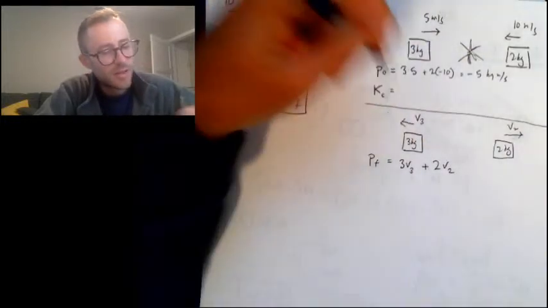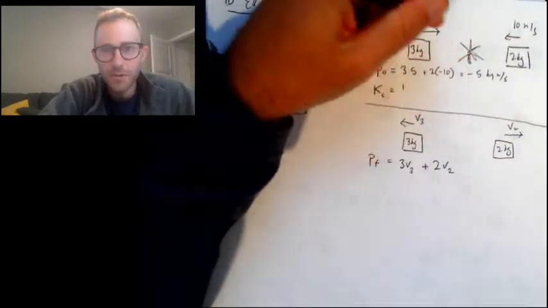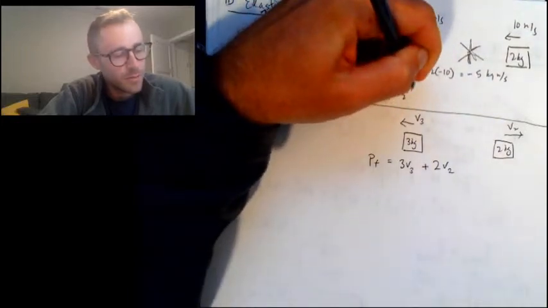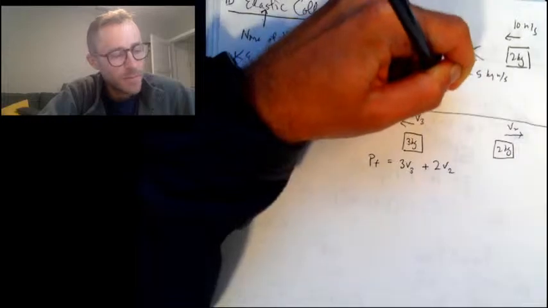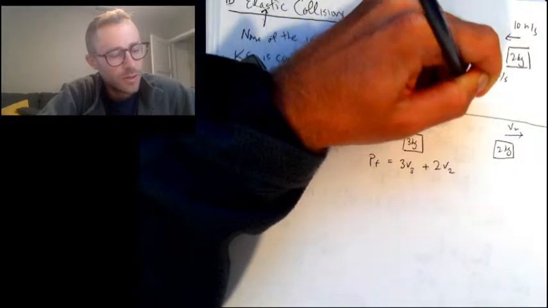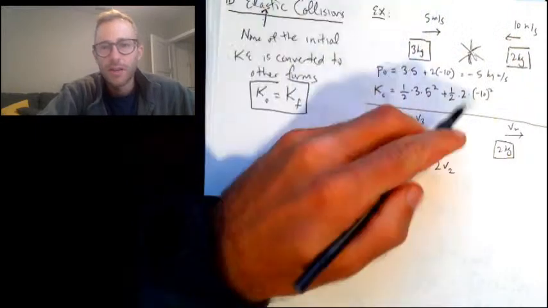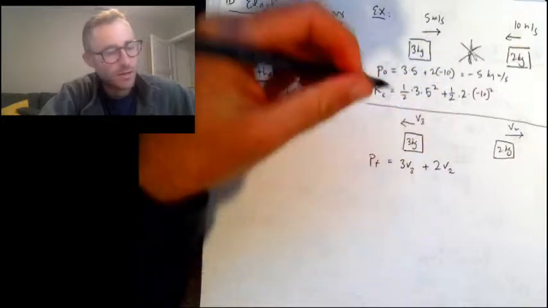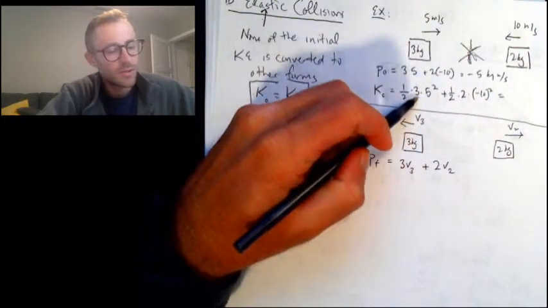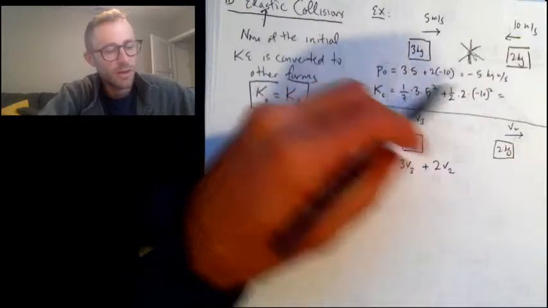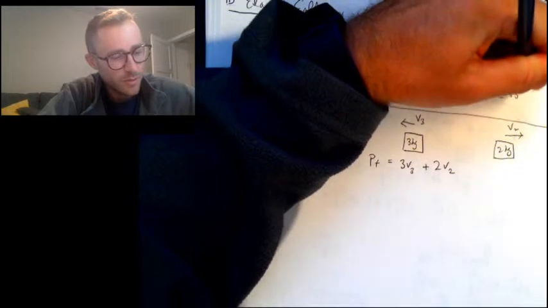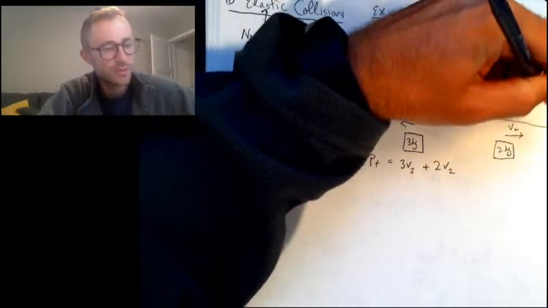Now let's think about the kinetic energy. The initial kinetic energy is going to be 1/2 mv squared for the left thing plus 1/2 mv squared for the right thing. So 1/2 times 3 times 5 squared plus 1/2 times 2 times -10 squared. That negative is going to get squared away, so it's going to be two positive numbers added together. So this is 75 divided by 2, that's 37.5. This is 100. So these are going to add together to give 137.5 joules as the initial kinetic energy.